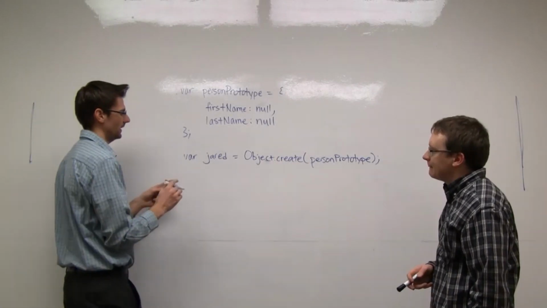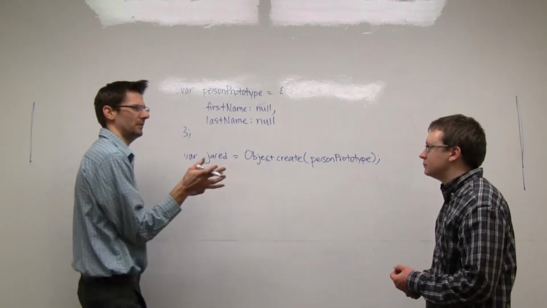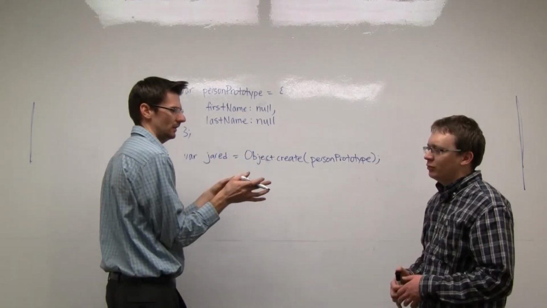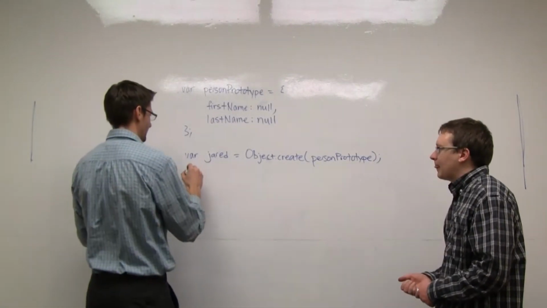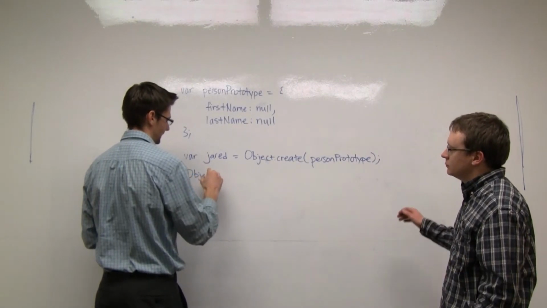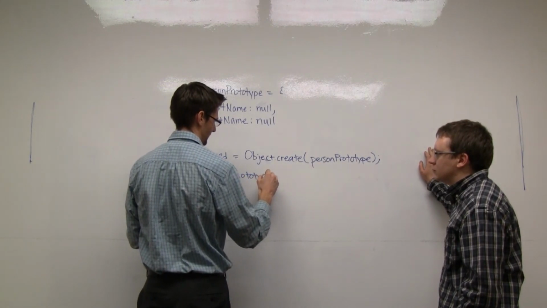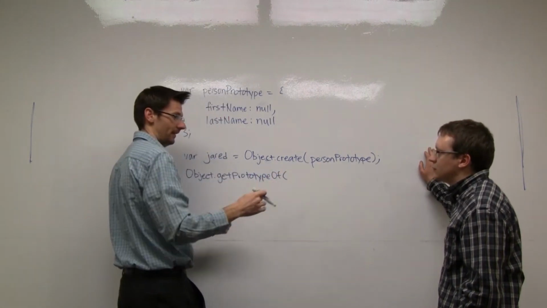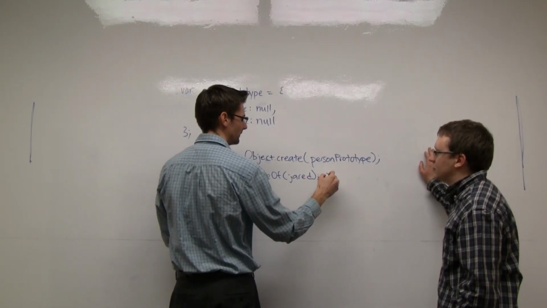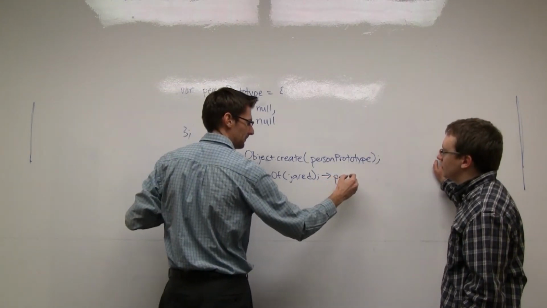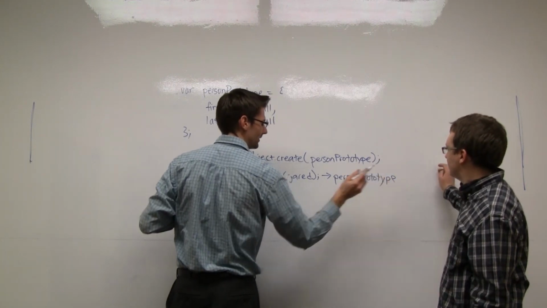So if I were to say now, in the language today, because it was ECMAScript 5 that we got it, Object.getPrototypeOf. You love that verbose name, don't you? Get the prototype of Jared. The beautiful thing is it returns the person prototype. That makes sense, doesn't it? Because that's what we used to make the instance of Jared.